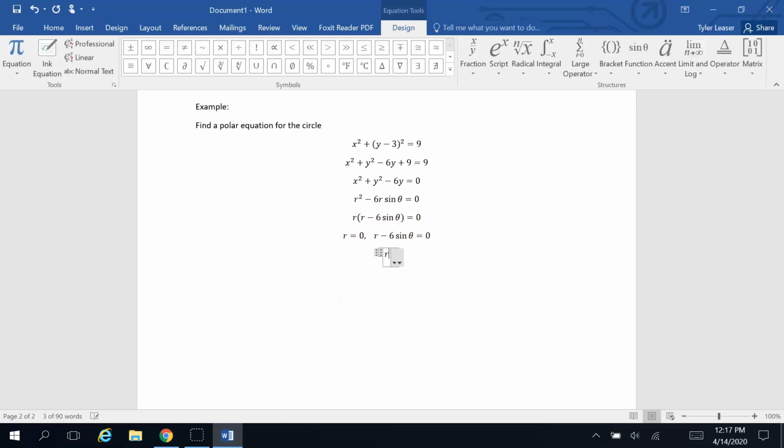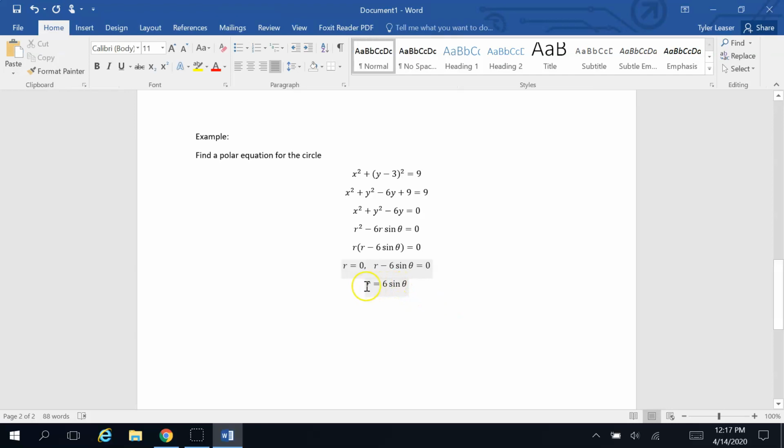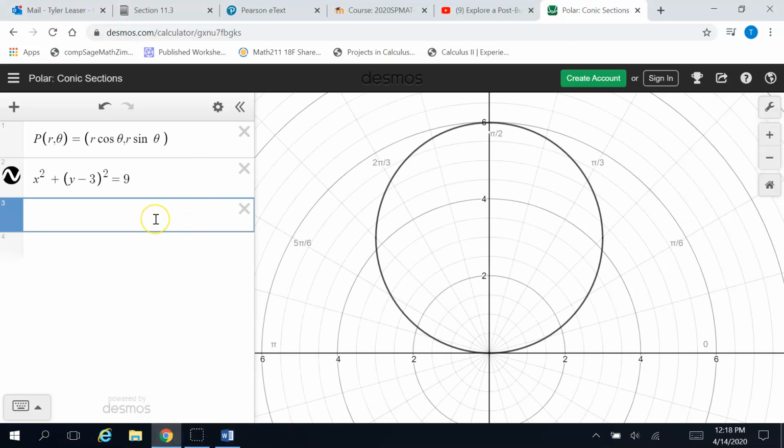If I add that 6 sine theta over to the other side, I get this. r is equal to 6 sine theta. Notice how much better this equation looks compared to what we started with. Just to double check to make sure it works, if I define r to be 6 sine of theta, notice that my red line that I'm getting is completely tracing over the black line there. So they really are the exact same equation, one of them in Cartesian form, one of them in polar form.